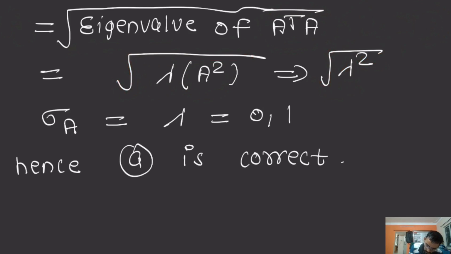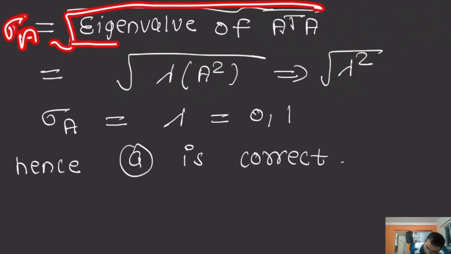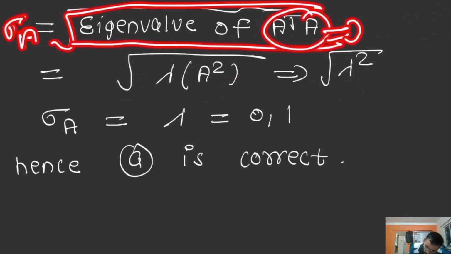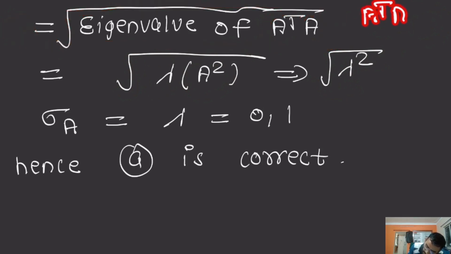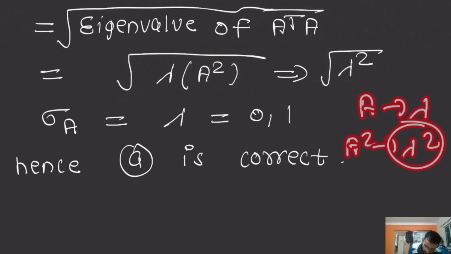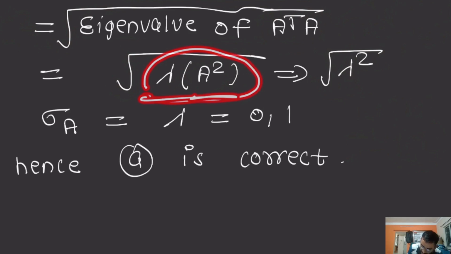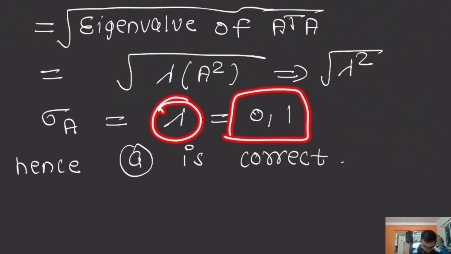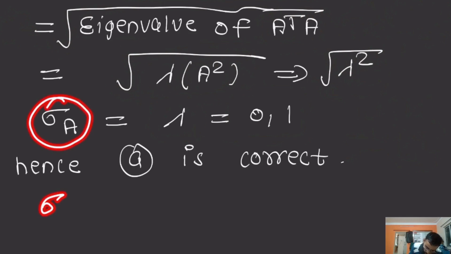Sorry, let's start fresh. We know that the singular value of A is the non-negative square root of the eigenvalue of A transpose A. But we know that A transpose A is equal to A square, so it will become the eigenvalue of A square. If the eigenvalue of A is lambda, then the eigenvalue of A square is lambda square. Then the positive square root is nothing but lambda, which is 0 or 1. Hence the singular value of A is the eigenvalue of A, which is 0 or 1.